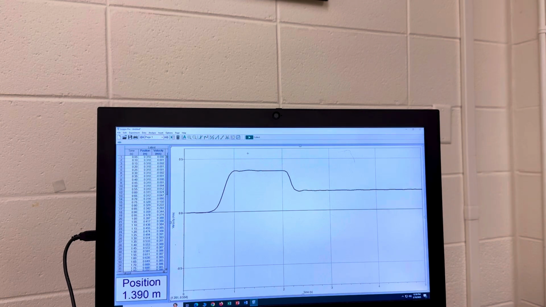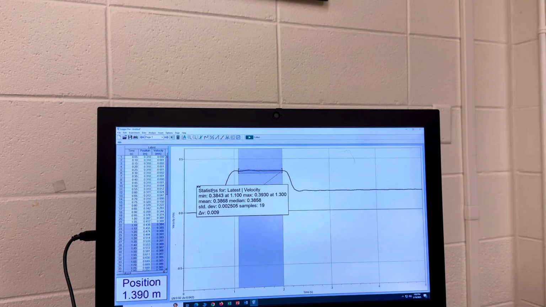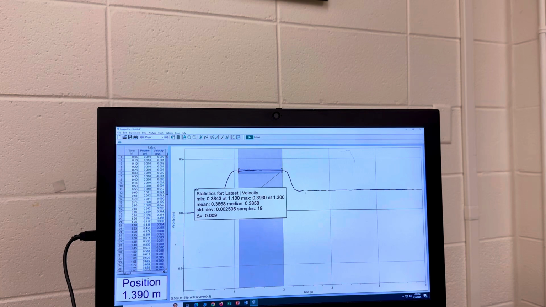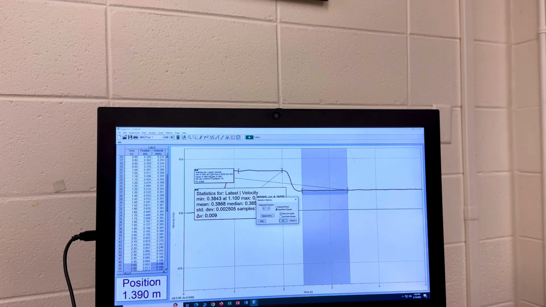It's nice and flat. We can highlight sections before and after the collision and get statistics. I'll increase the font to make this a little easier to read, but I'll also read it off for you. So there is the data for the initial velocity. We can also highlight a section and get the statistics for the final velocity.